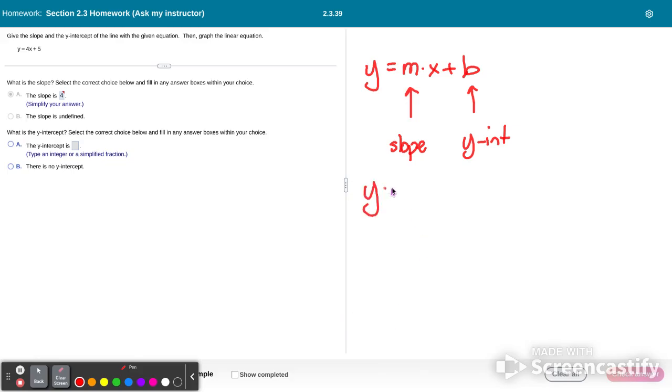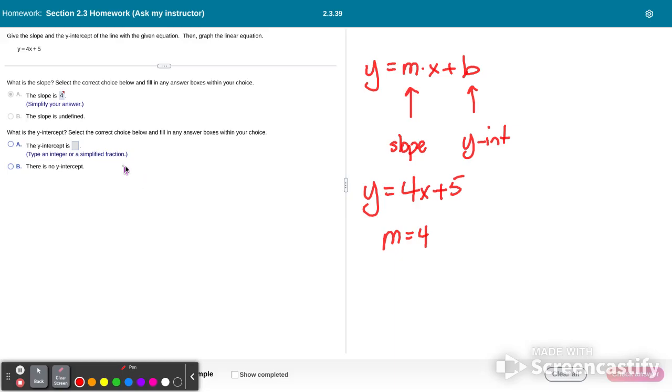If we have the equation y equals 4x plus 5, we can see the slope just like that. There it is. So we know that m is equal to 4. Our slope is equal to 4 from that equation. It's that easy to identify. So we plug in a 4 right there.